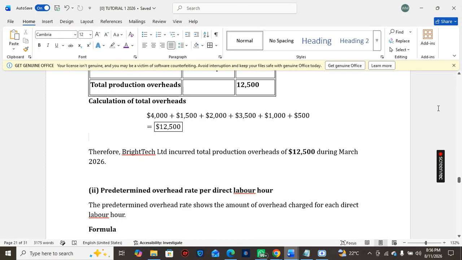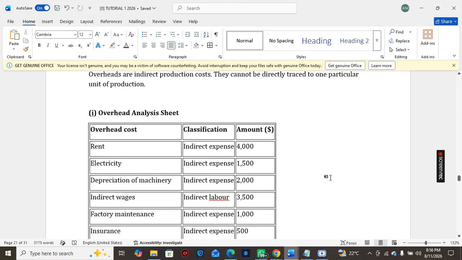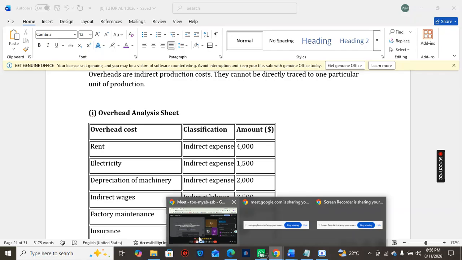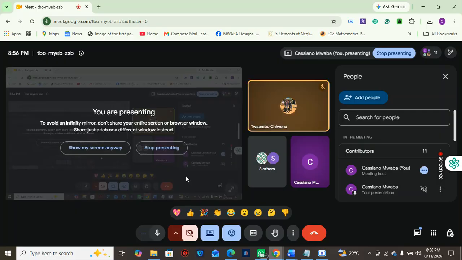Okay, so we need to get the predetermined overhead rate, which is the overhead absorption rate. Colleagues, what is the overhead absorption rate in simple words, or the predetermined overhead rate? And what is its purpose?